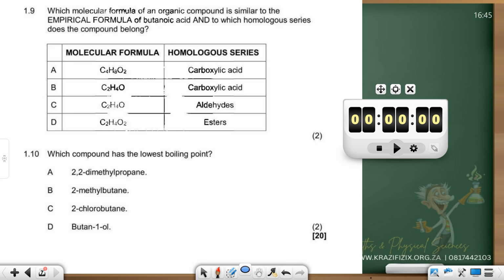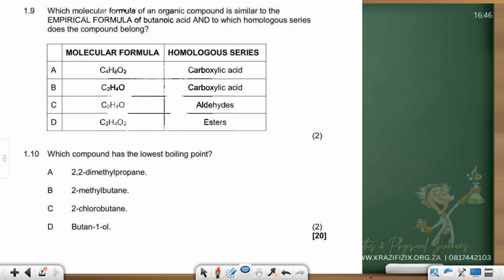Okay, time for marking. Which molecular formula of an organic compound is similar to the empirical formula of butanoic acid, and to which homologous series does the compound belong? Okay, let's go back again. Which molecular formula of an organic compound is similar to the empirical formula of butanoic acid? First question is, what is butanoic acid?